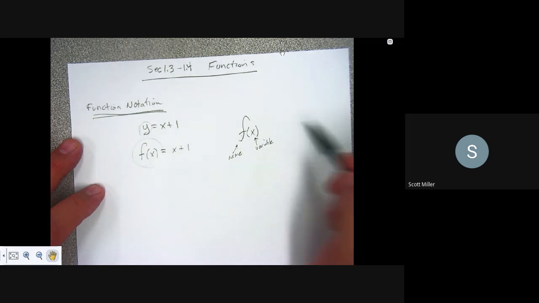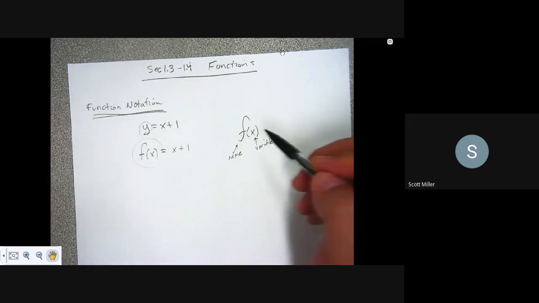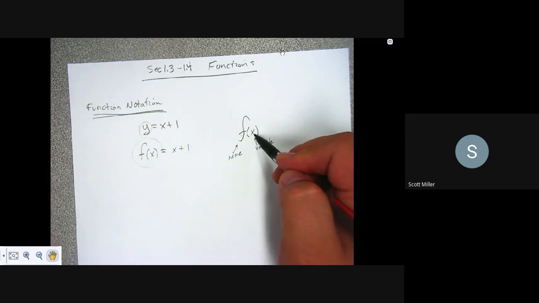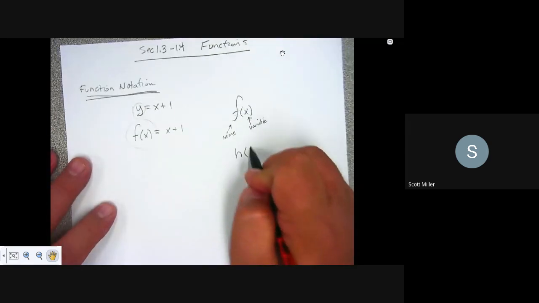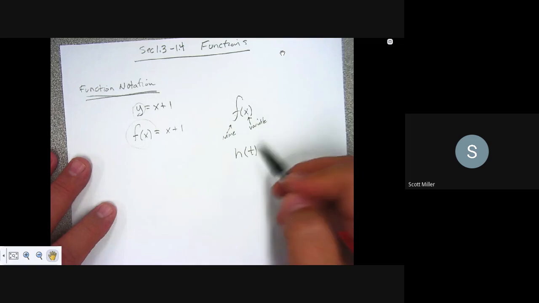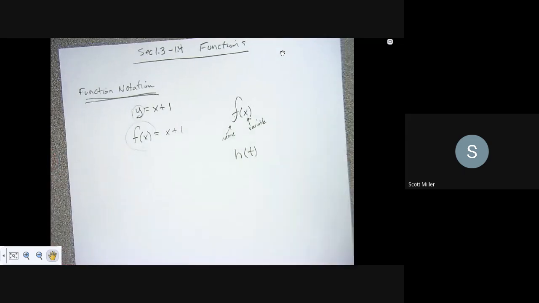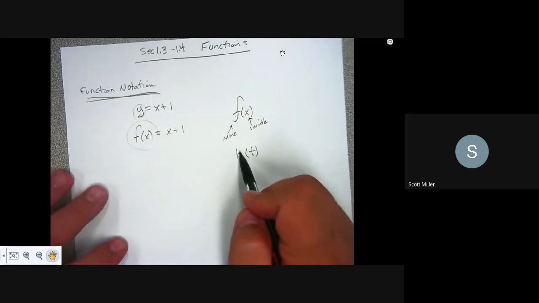Do I have to use the letter f all the time? No. You can use any letter you want for a name. Do I have to use the letter x all the time? No. I can use any letter I want to represent the variable that's in my equation. I can do h of t. This is the function whose name is h, and the variable will be t. It's no big deal. They're just things that represent stuff. But know that I can use many different things.